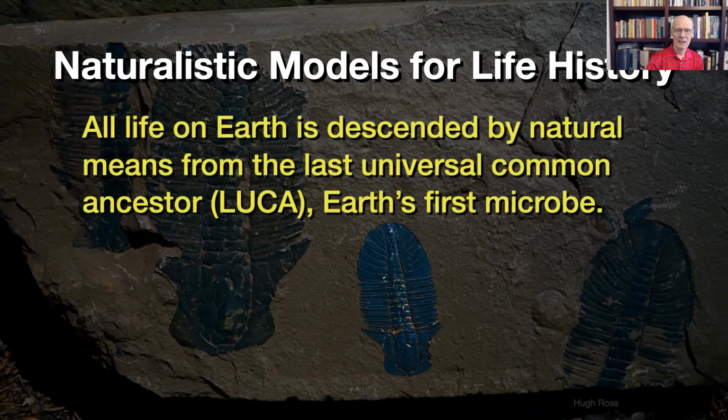But from a naturalistic perspective, the claim is that all life on Earth is descended by natural means from what they refer to as the last universal common ancestor, or what they call LUCA. Basically, what you see in evolutionary biology is they just assume that somehow, by natural means, chemicals organized in such a way that they produced a single bacterium. And from that single bacterium, all life evolved into human beings. All this happened without any divine intervention.